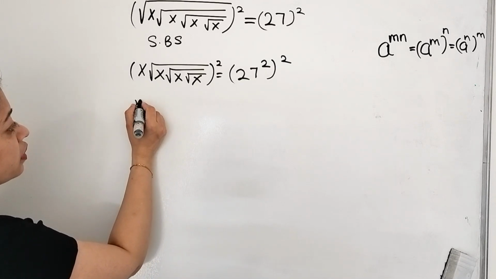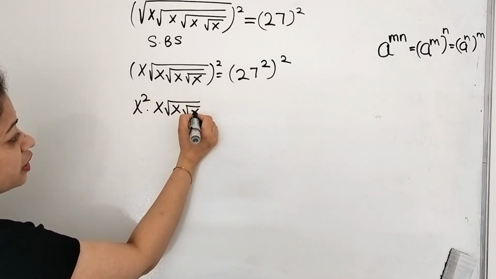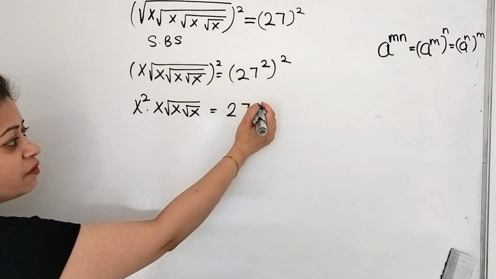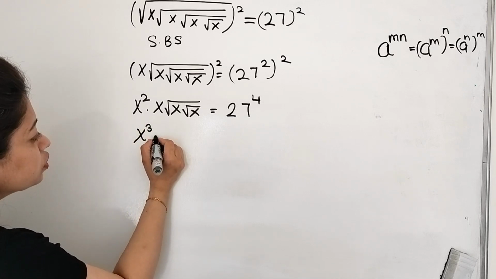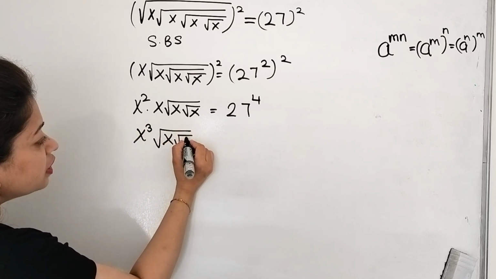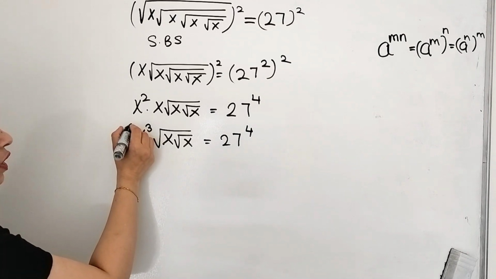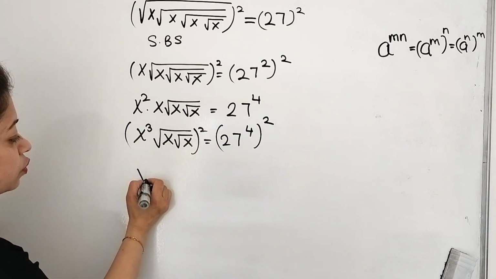This will be x squared times x and then x under root x, and this is a raised to power m raised to power n, which is a raised to power mn. Then it will become x cube x under root x is equal to 27 raised to power 4. Then we will square both sides again until we have no square roots.